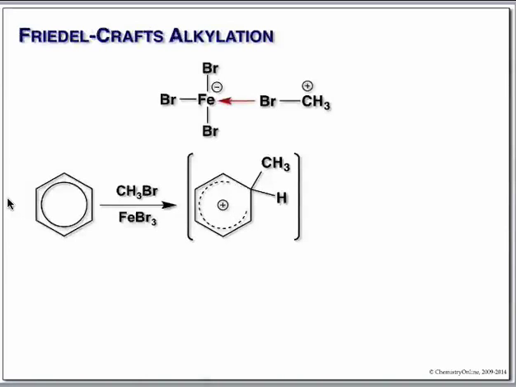We form exactly the same addition intermediate, rapidly lose our hydrogen, and we have just made toluene. Remember, in the Friedel-Crafts reaction, you need the Lewis acid because we really can't form the free and clear carbocation. The whole complex is what reacts. The acylation.